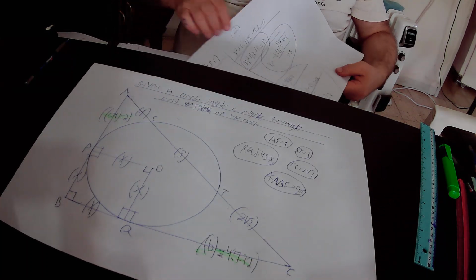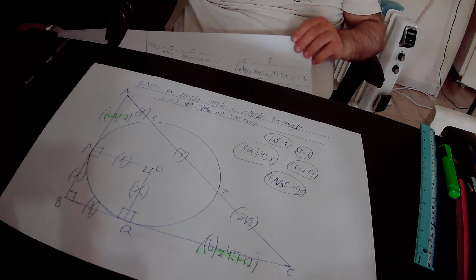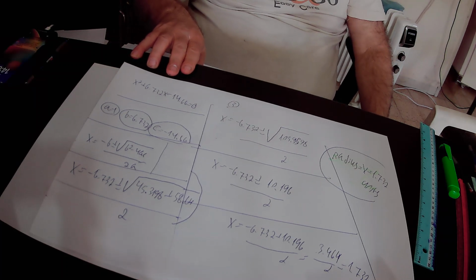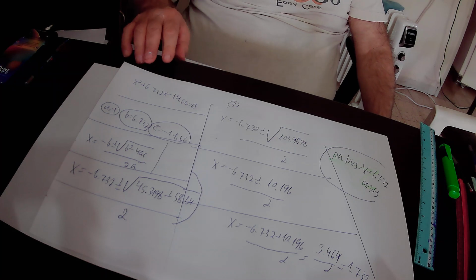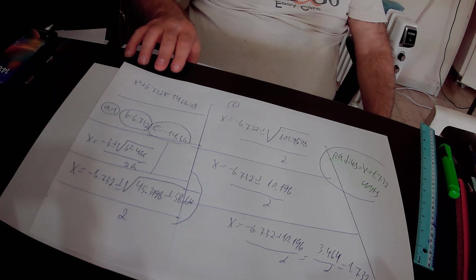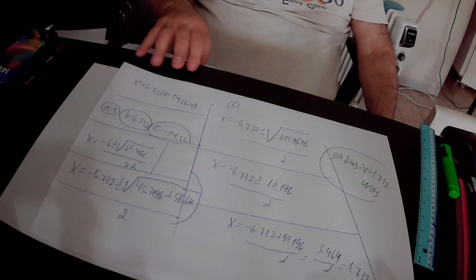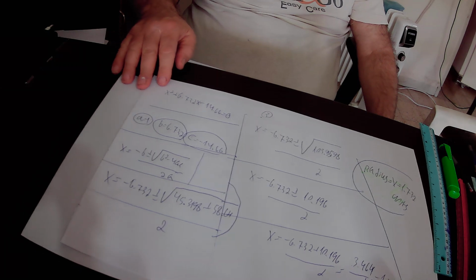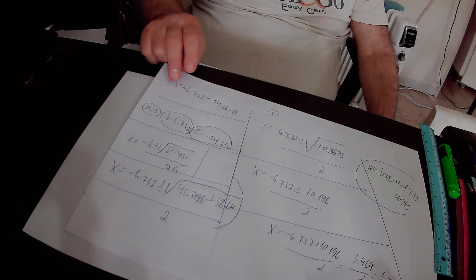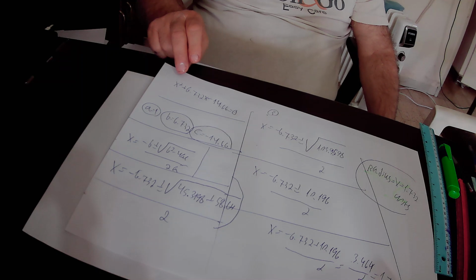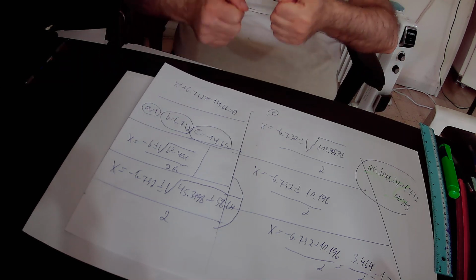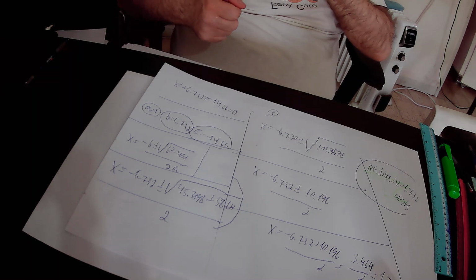In our specific quadratic equation, that is to say x squared plus 6.732x minus 14.66 equals 0, the coefficient a equals 1, the coefficient b equals 6.732, and finally the coefficient c equals minus 14.66. So we just have to put the values of a, b, and c from our specific quadratic equation inside this general formula for x in order to find the value of x.